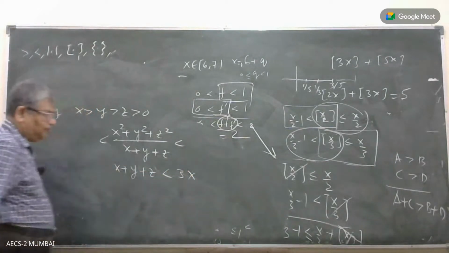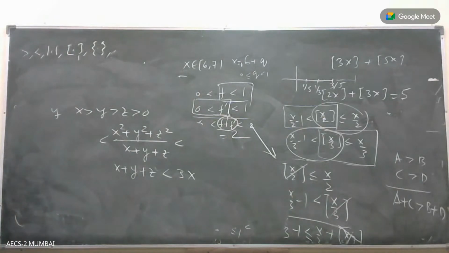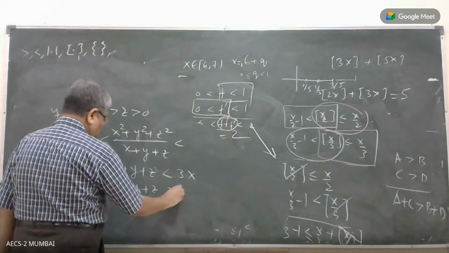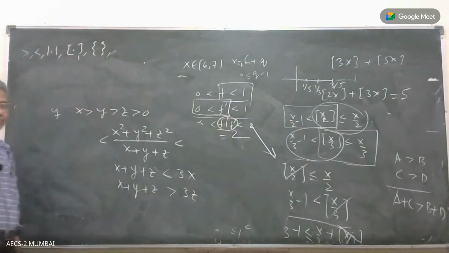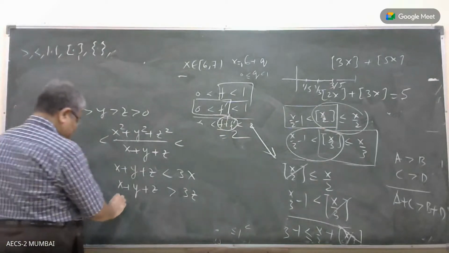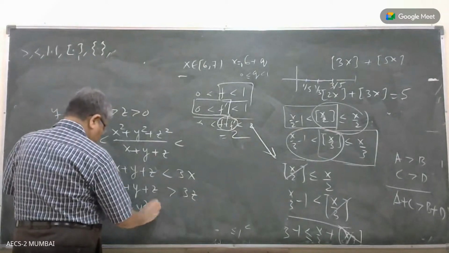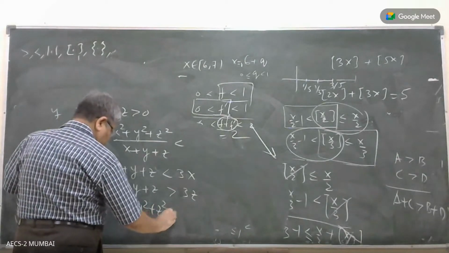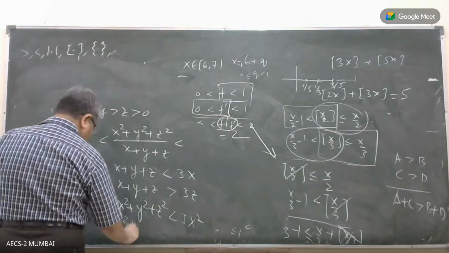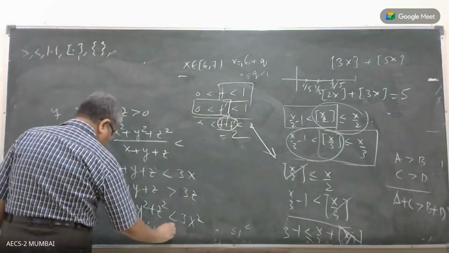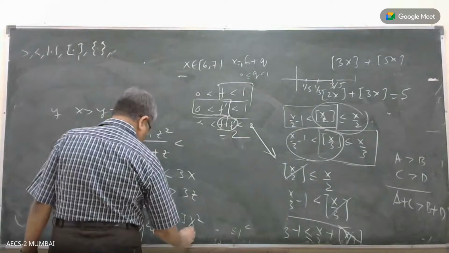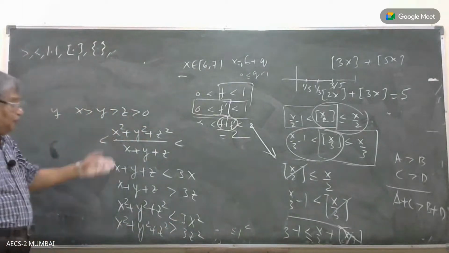Is this correct? Yes. And I can write this. Yes. If provided this. Correct? I can write this. Is this correct? Yes. And I can write this. Is this correct? Yes. You have to prove this.